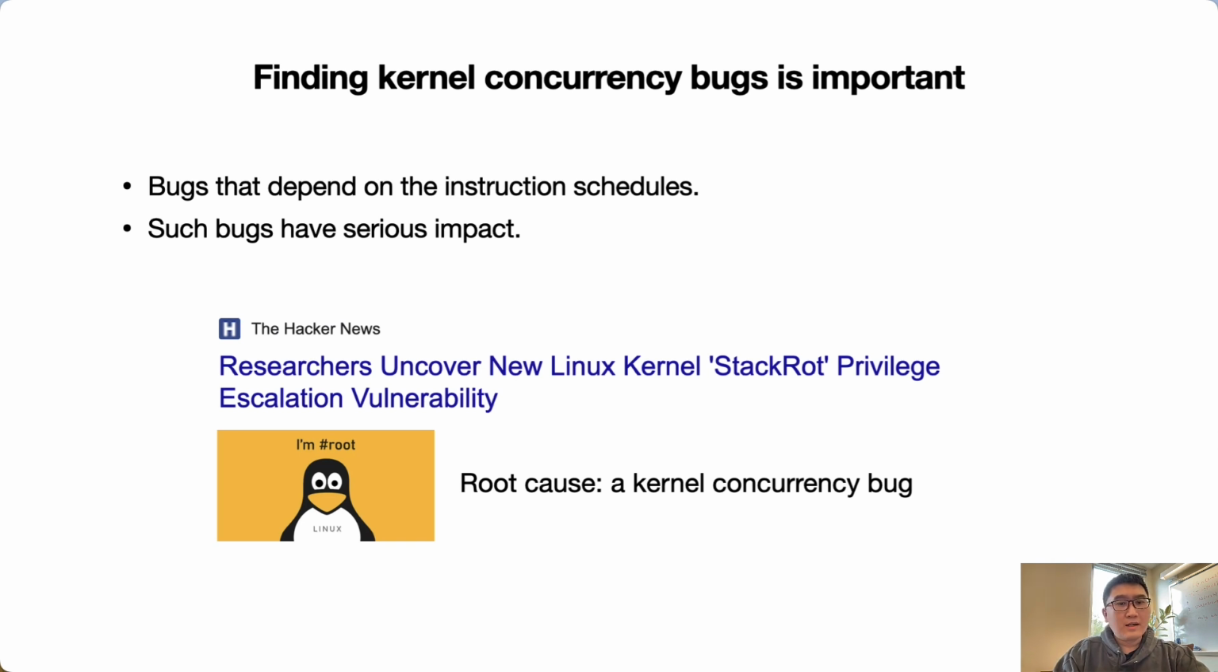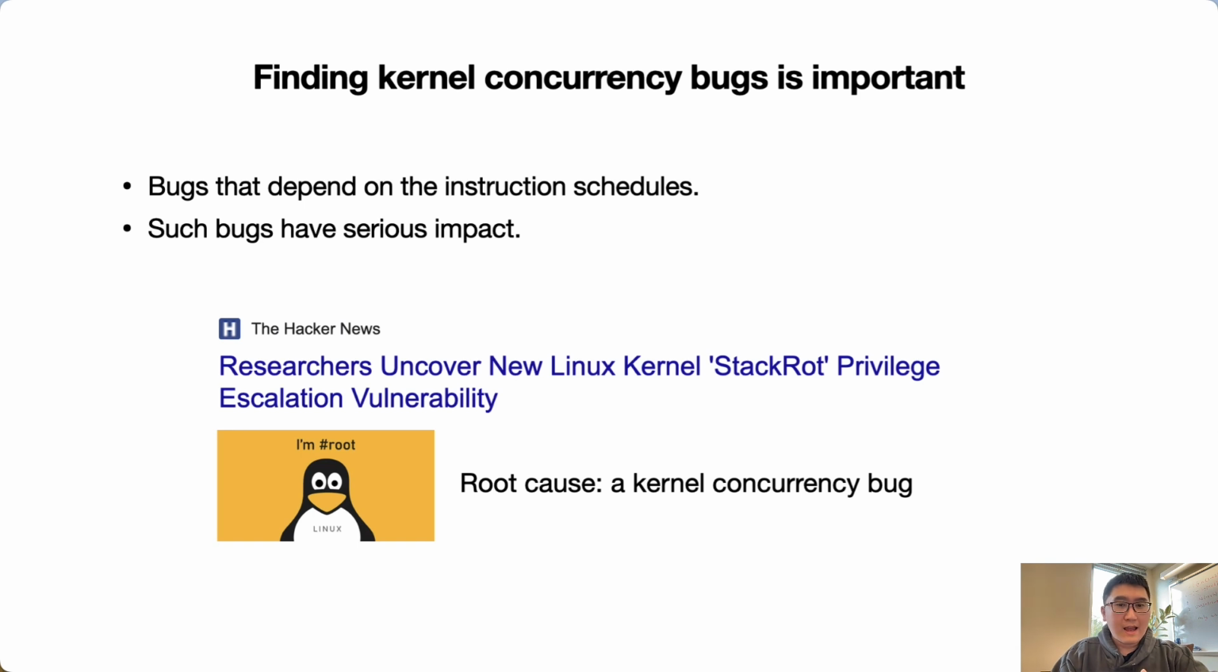For example, earlier this year, a new vulnerability called StackRot was discovered in the Linux kernel. This vulnerability enables privilege escalation, and its root cause is a concurrency bug. Apparently, we want to avoid problems like this, which means we have to find the kernel concurrency bugs. But how can we do this?